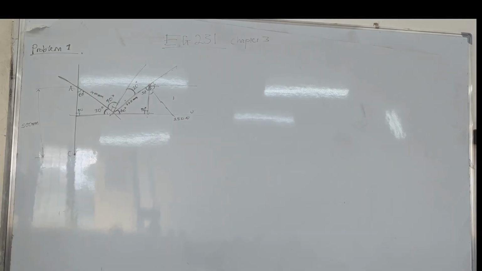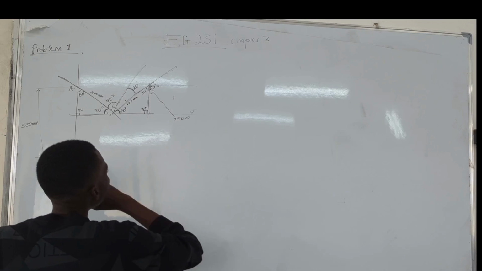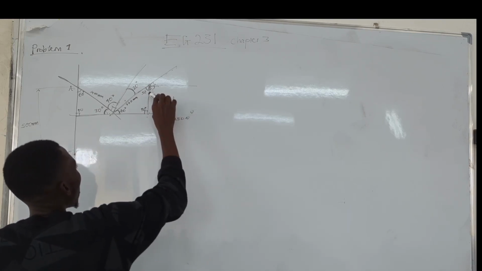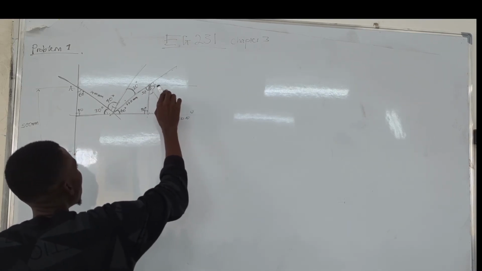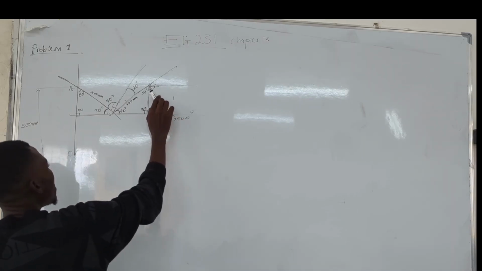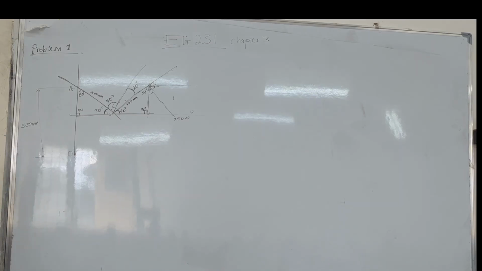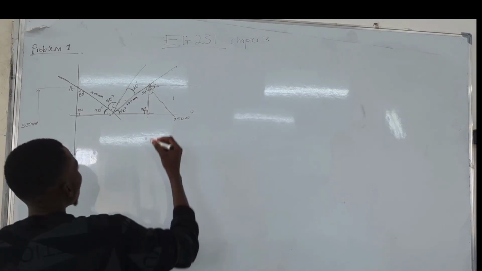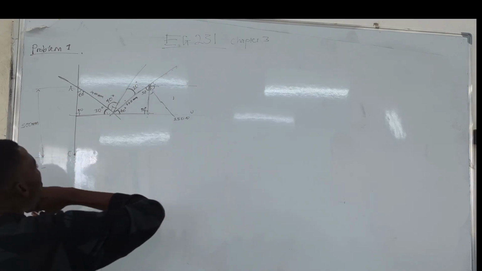Since the angle there is 50 degrees, now we're looking for a way to find the angle either here or there. How are we going to find those missing angles? What are we going to do to find this missing angle? Anyone?